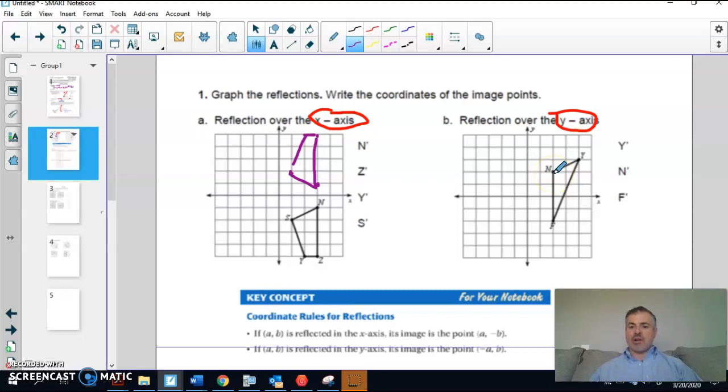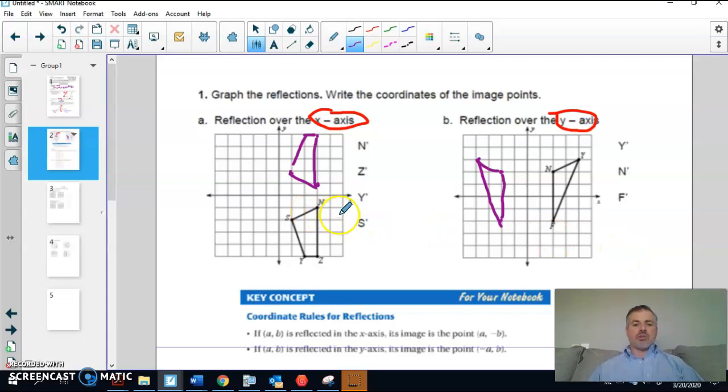So starting with n prime, again, I go 2 units, and I'm going to go 2 units on the other side, so there's my n prime. Do the same thing with y here. I go 1, 2, 3, 4, 1, 2, 3, 4, so there's my y prime, and then 2 on the other side. You'll know if you messed up because it won't be an isometry anymore. They won't be congruent figures, and you'll be able to tell. So you can tell it's reflected over the y-axis.